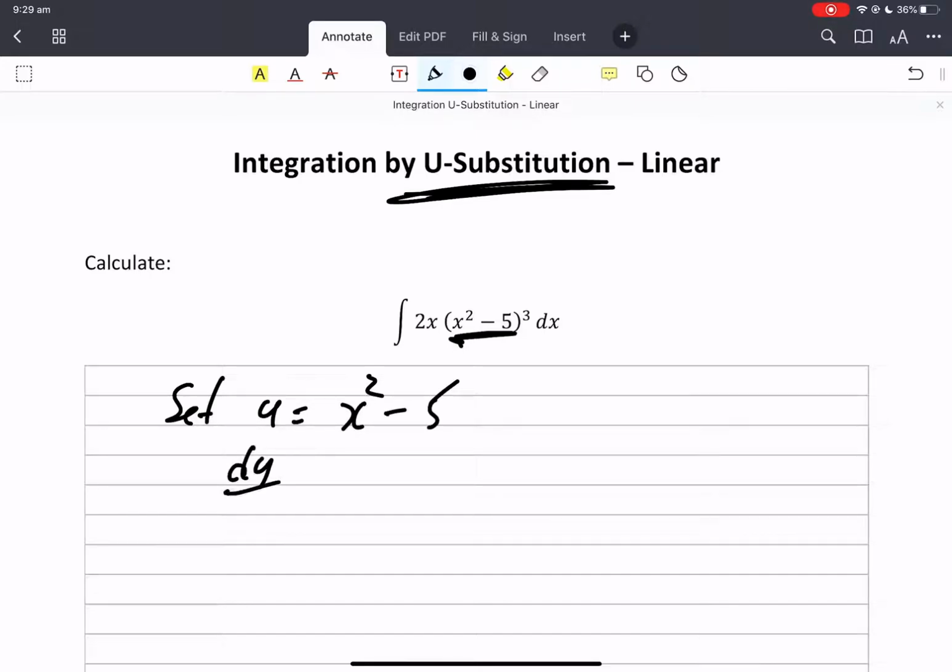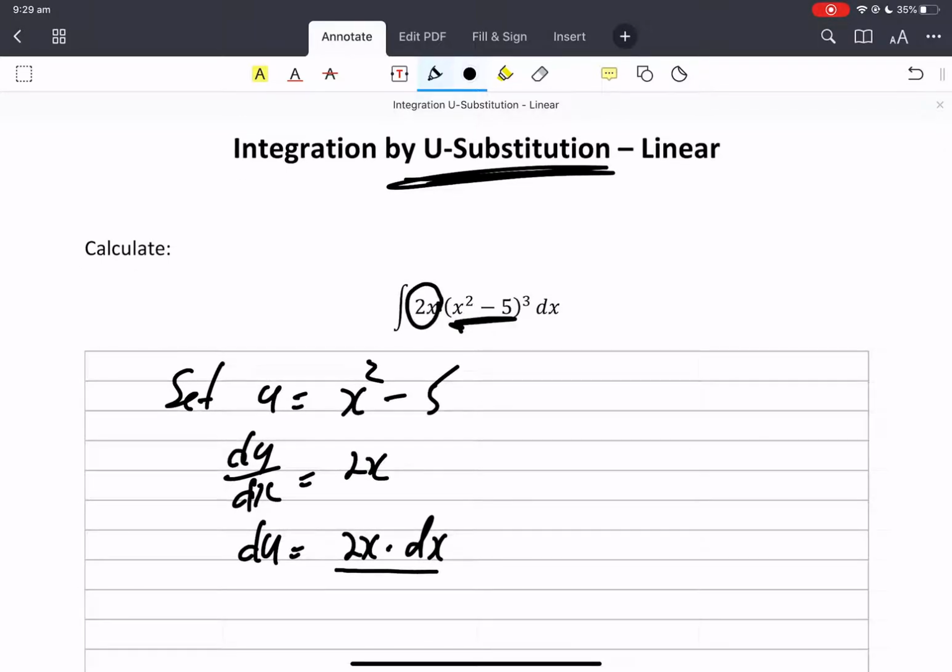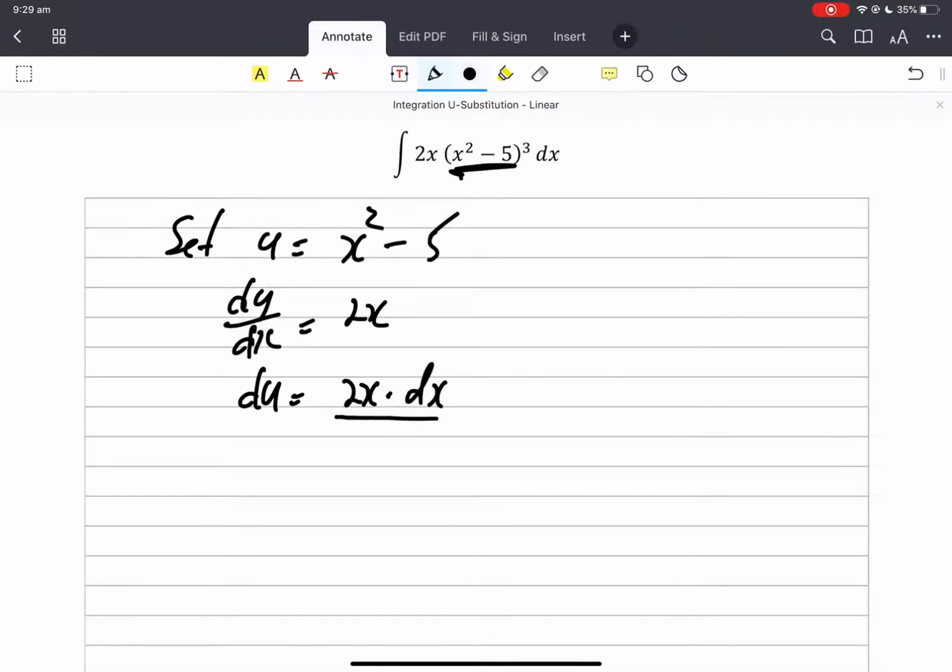so du dx is 2x, so we can say that du equals 2x dx. Okay, so 2x dx, and we've got the 2x and the dx. Let's just make that clearer. So our integral becomes (x squared minus 5) cubed multiplied by 2x dx. So you can see that very clearly for our substitution.